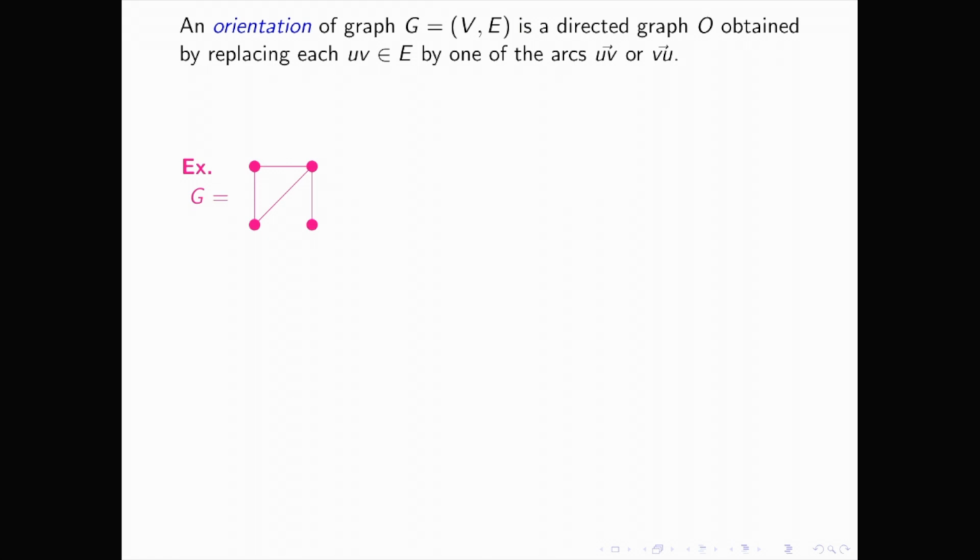So here's a graph. And here's an orientation, right? I've just put little arrows on each of the edges telling you which way we go. So now let's ask, if I've got a graph with m edges, how many orientations are there?